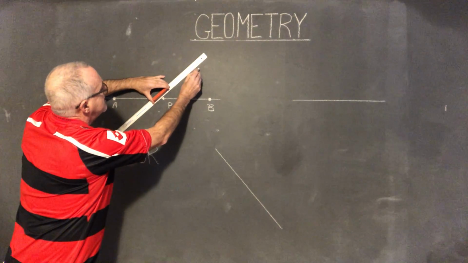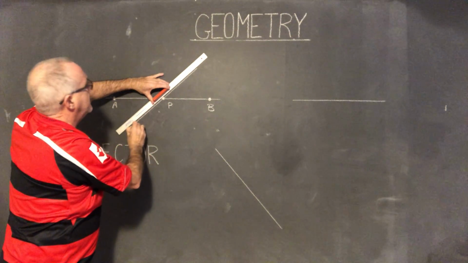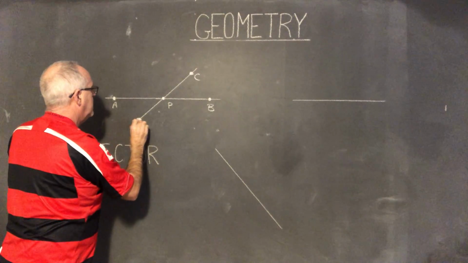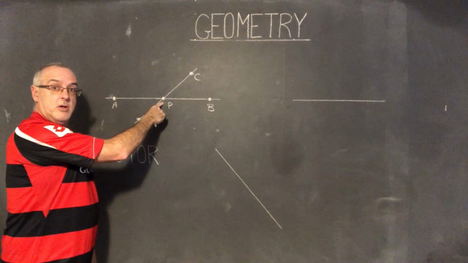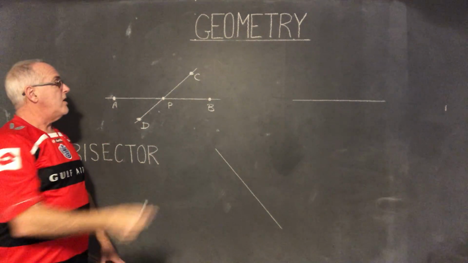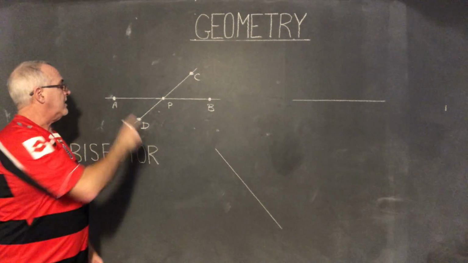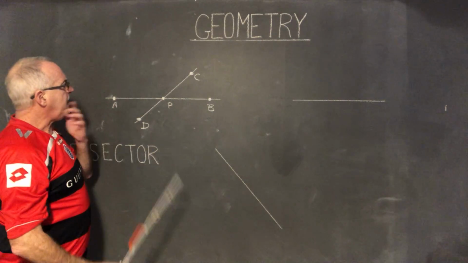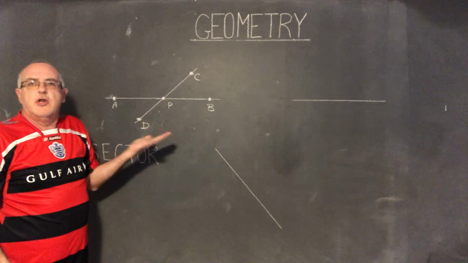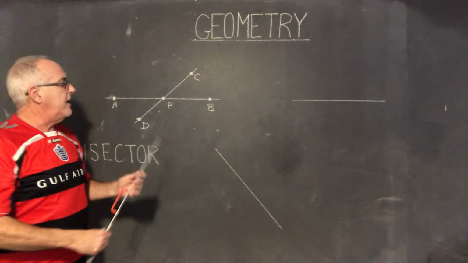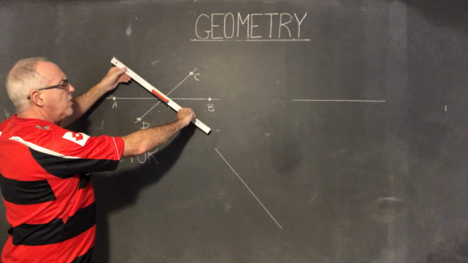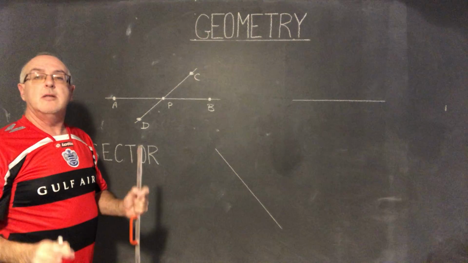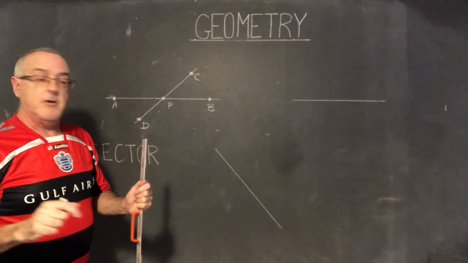So for instance, if I draw this and call it CD, making sure it goes through point P, I have just drawn a line CD, which is a bisector of line AB, or of line segment AB. I just chose that angle because I felt like doing that angle. If I had used an angle that was way over here like this, so long as it went through point P, it would still be a bisector.